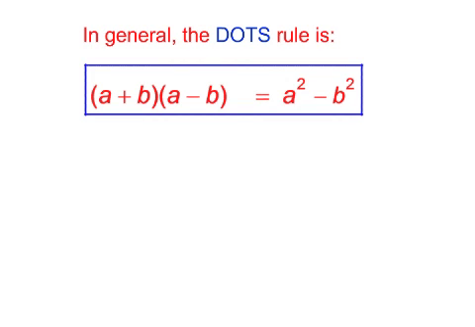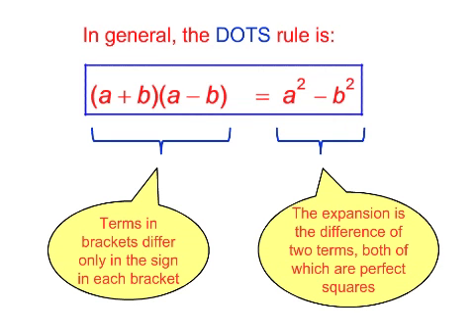So in general we can state that the DOTS rule says a plus b times a minus b is the same as a squared minus b squared. So the terms in brackets on the left hand side differ only in the sign, plus or minus, in each bracket, and the expansion on the right hand side is the difference of two terms, both of which are perfect squares.